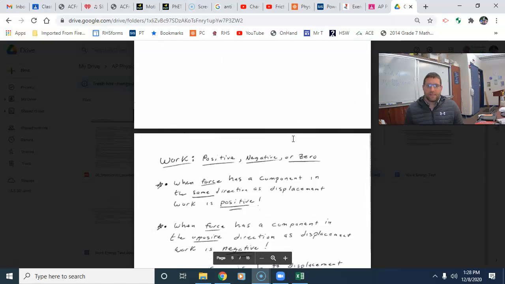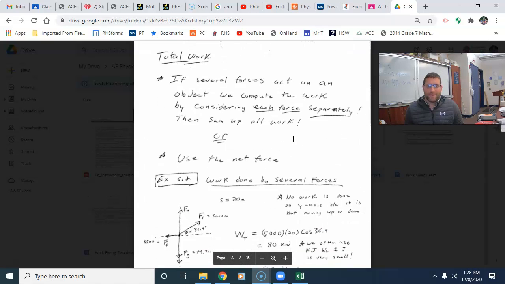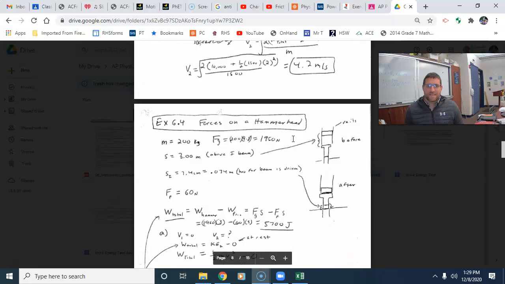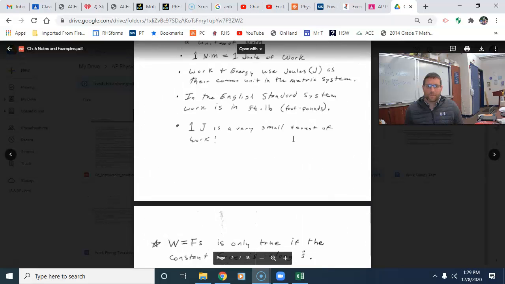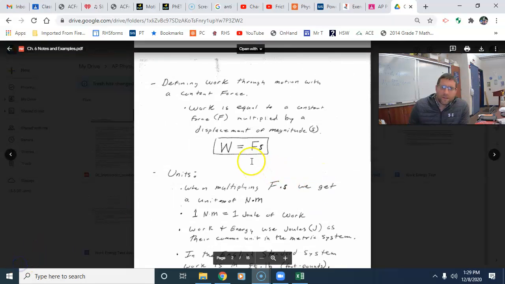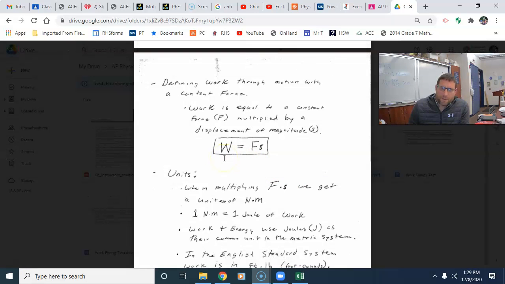And when using this formula, a couple key things here. One, displacement, your textbook, when applied to work, uses S as displacement. You could use D if you want. I don't really care, okay? But I'm going to go along with what your textbook does here.